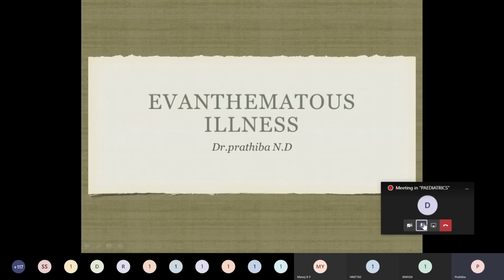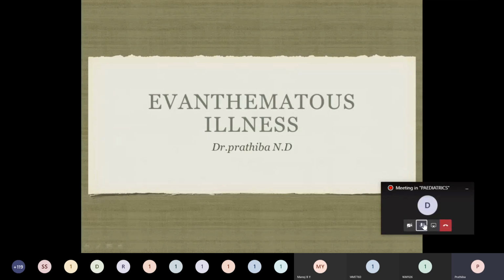Good morning, everyone. Today my topic for the class will be exanthematous illnesses. So before starting that, let's find out what these terminologies mean. What is exanthema? It means eruption of the skin. Enanthema means there is eruption of the mucosa.